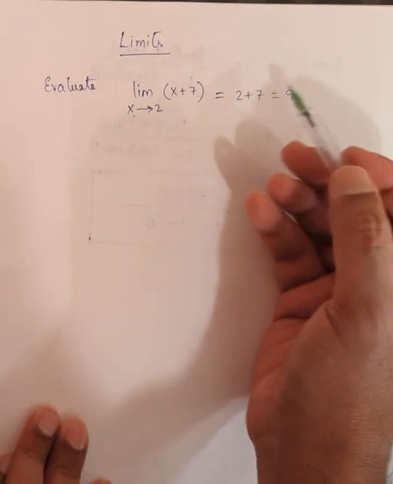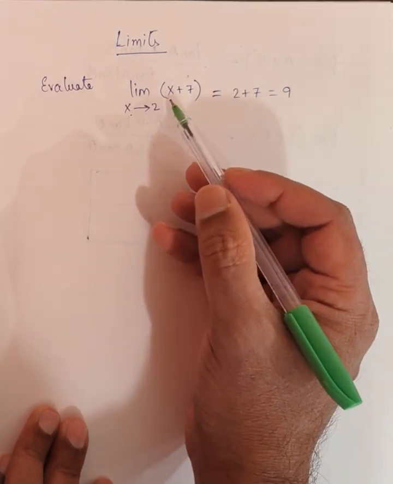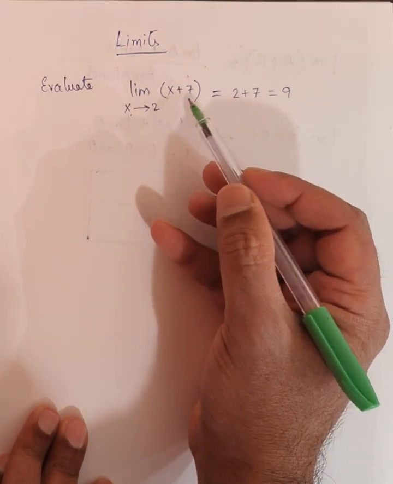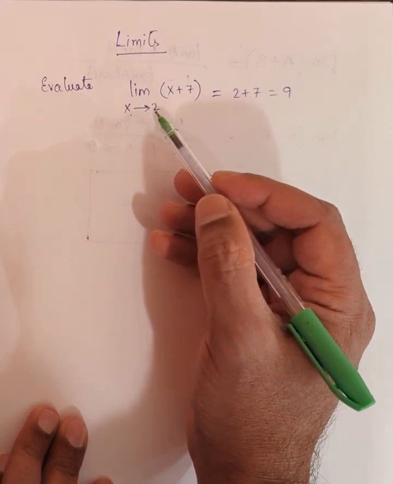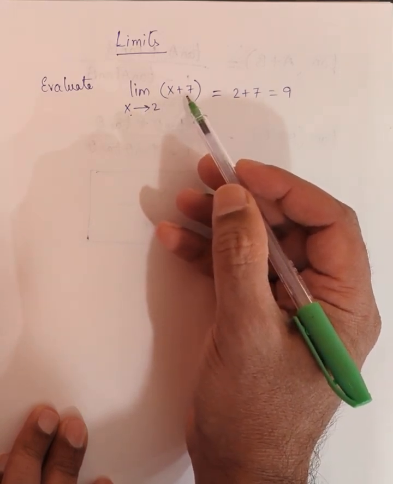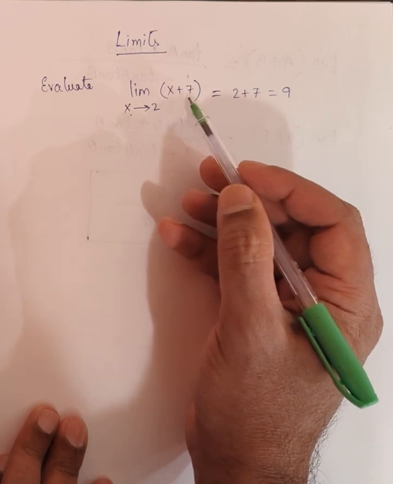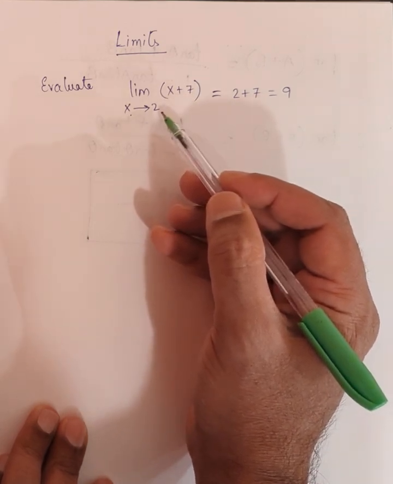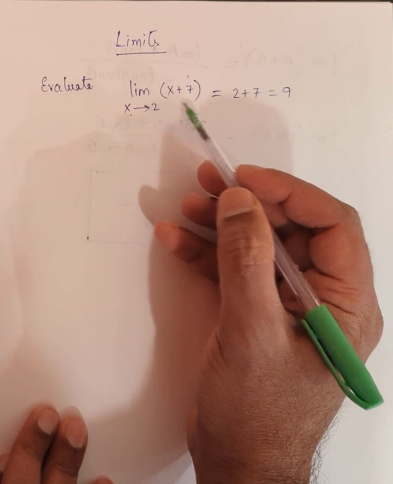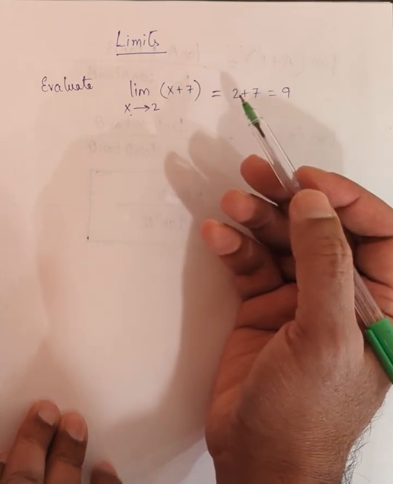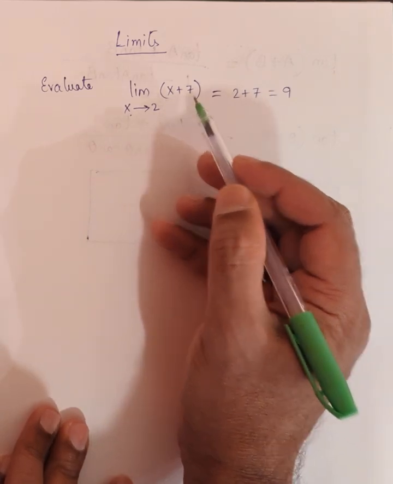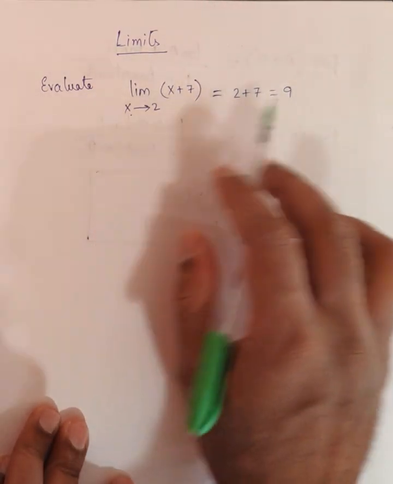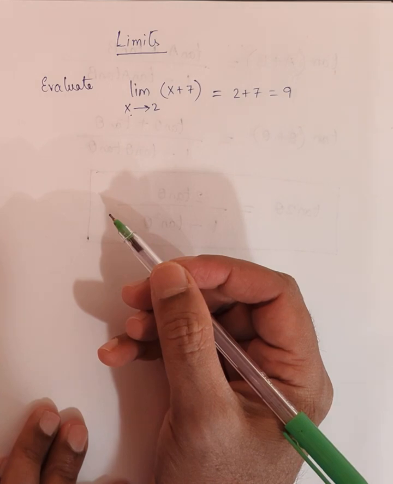And of course, this is correct, because if x is approaching 2, then x plus 7 will approach 9. For example, when x is 1.99, then x plus 7 is 8.99. And when x is 2.01, then x plus 7 is 9.01. So you can see that whenever x approaches 2, x plus 7 will approach 9. So plugging 2 worked here.